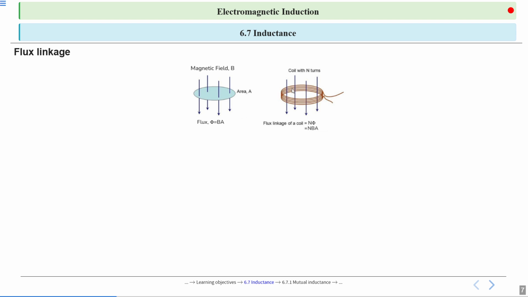If this coil is consisting of n turns, 1, 2, 3 or n number of turns, okay, then flux linkage of the coil will be n into phi. That phi is the flux linked with one turn. Okay, and flux linkage of a coil is n into phi, means flux linked with the n number of turns, that is nBA.